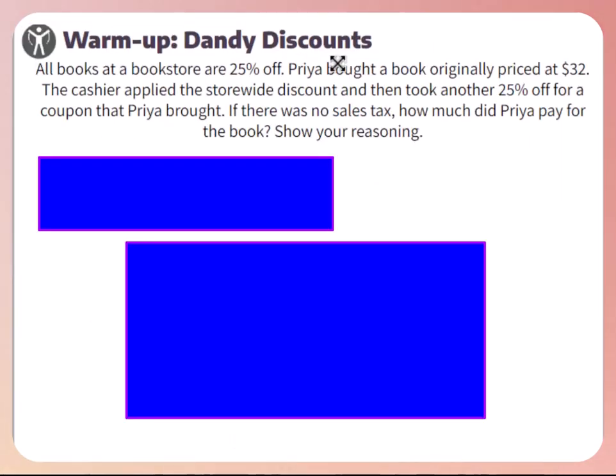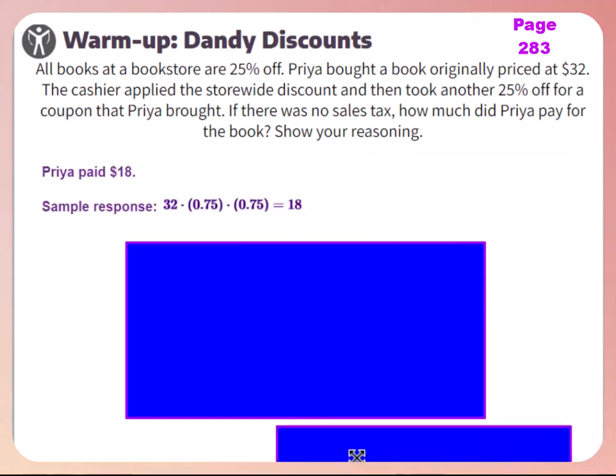All right, warm up. Turn to page 283. All books at a bookstore are 25% off. Priya bought a book originally priced at $32. The cashier applied the store-wide discount and then took another 25% off for a coupon that Priya brought. There was no sales tax. How much did Priya pay for the book? Show your reasoning.